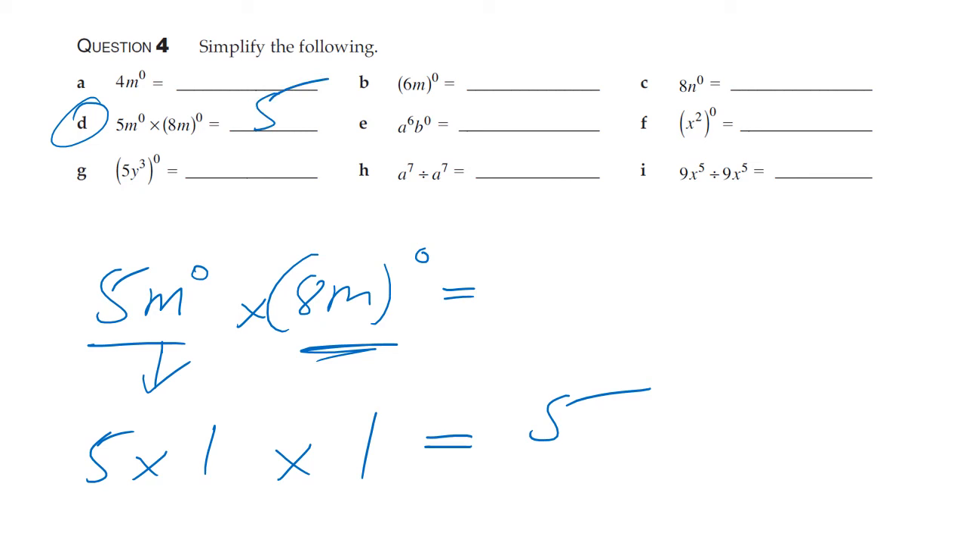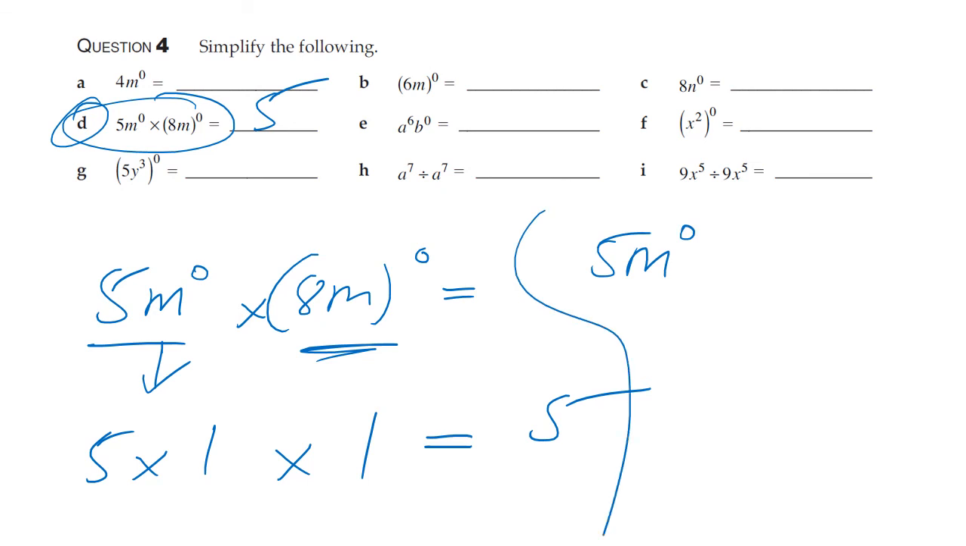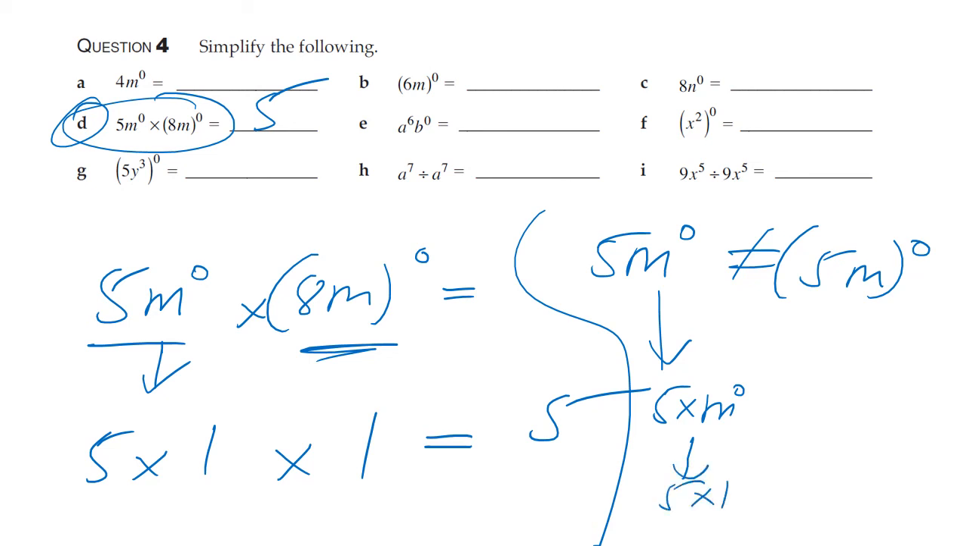Alright, so the trick of this question is don't get confused. The brackets make things confusing, but if you can sort it out, it's very easy. So 5m to the power of 0 is not the same as (5m) to the power of 0, because 5m to the power of 0 is the same as 5 times m to the power of 0, which means 5 times 1, which is just 5. But this one means everything raised to the power of 0, which means the whole thing becomes 1.